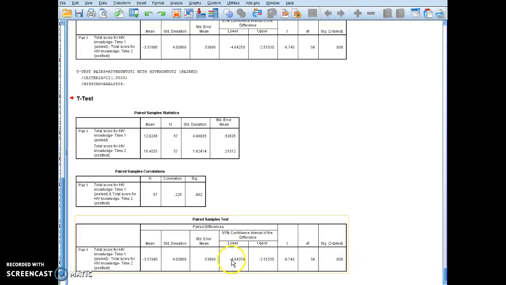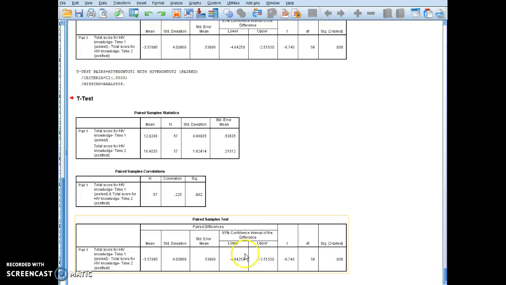We can also look at the 95% confidence interval that does not cross 0, and so this also tells us that there is a significant difference. The confidence interval also tells us that the mean difference, which is 12.8 subtracted by 16.4, which is negative 3.6, lies between the confidence interval negative 4.6 to negative 2.5, telling us that there is a statistically significant difference.